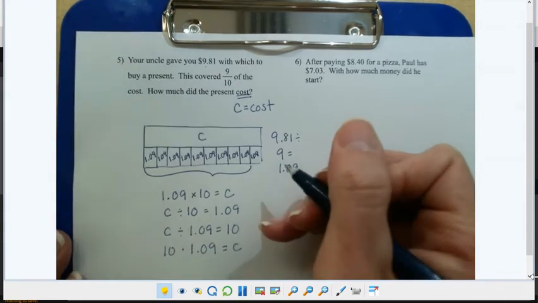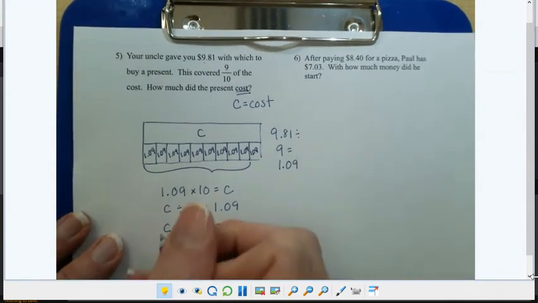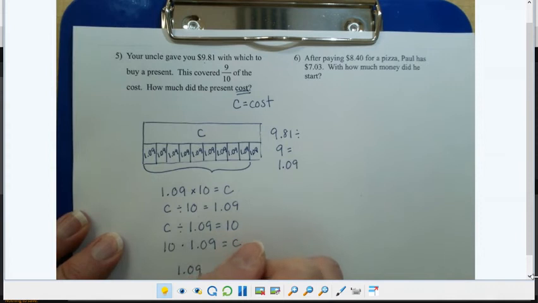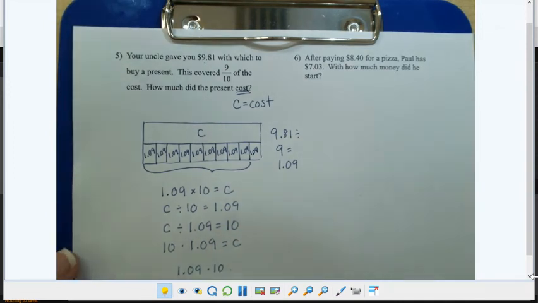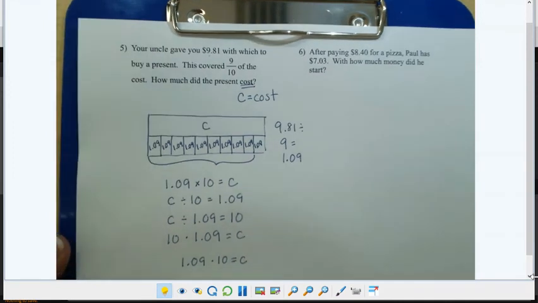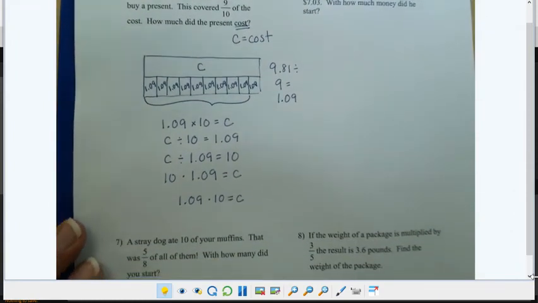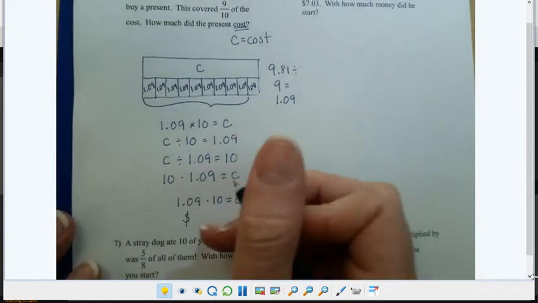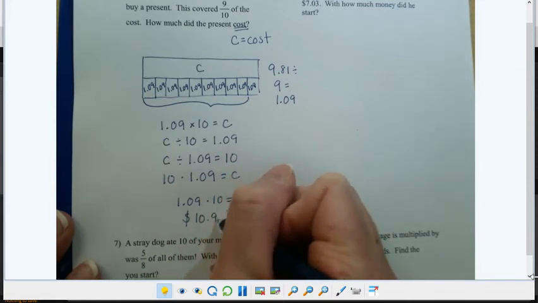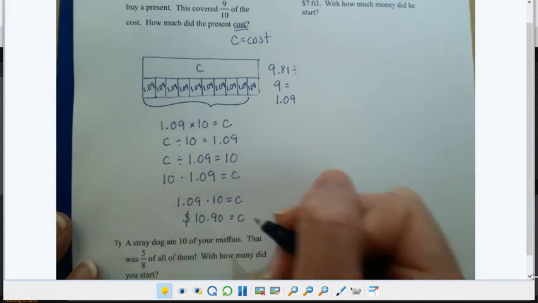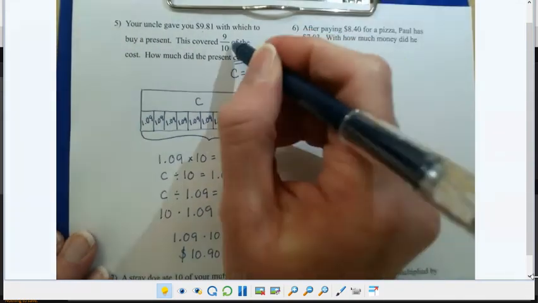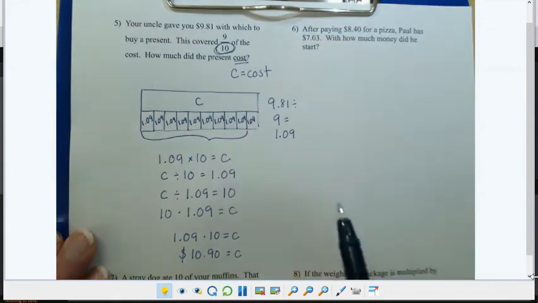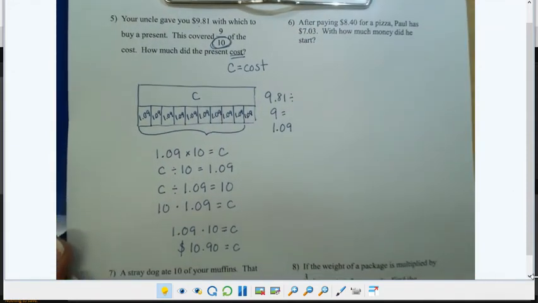If I find one where the variable is already isolated, $1.09 times 10 equals C. And if I put that into my calculator, I get $10.90. So if they give you a fraction like this, it's easiest to split this into the parts, the total number of parts, so that's the number on the bottom, and figure out what each part would be.